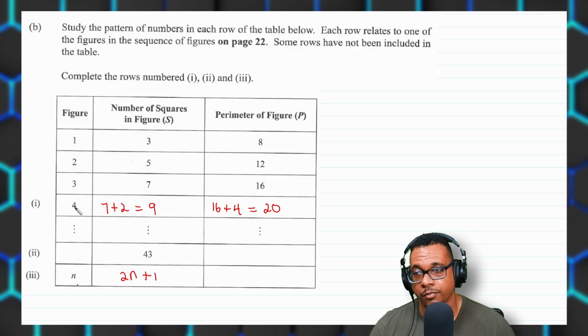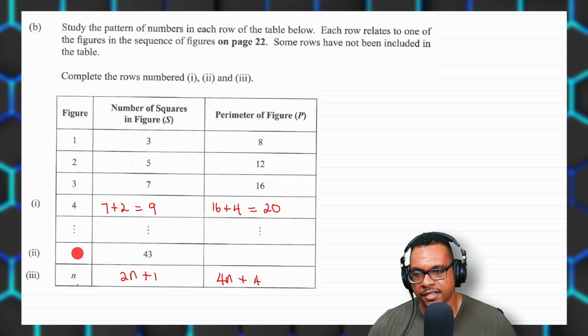So you see what's going on there? We're multiplying the figure number, which is n, so 4 times n, and I have to add 4. So the nth term for my perimeter would be 4 times n, because n is the figure number, plus 4.